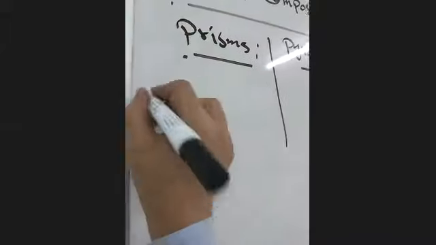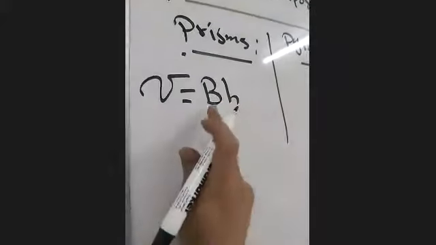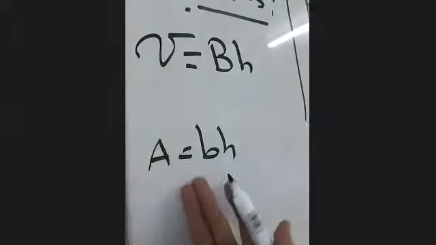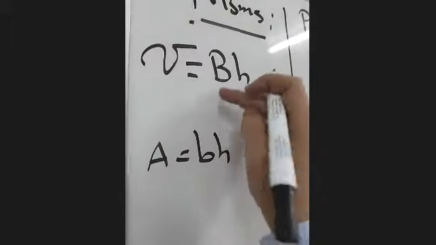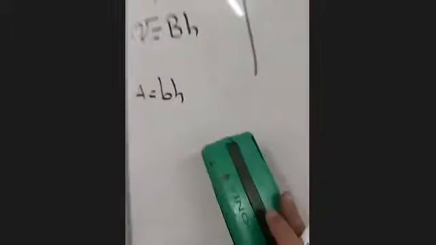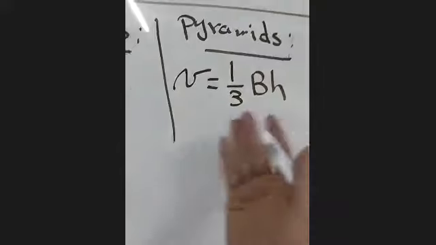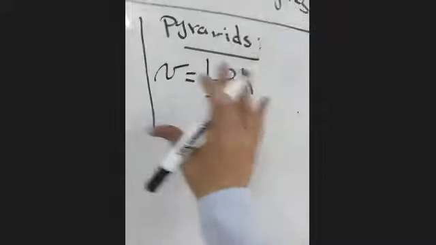Now, in the prism, how do we find the volume, guys? In the prism, we always follow this BH, big B, not small b. If you remember, the area of a parallelogram is bh, this is different. This big B is the area of the base, and this small b is the base of the parallelogram. So be careful of this. Now, big BH in the prism. But in the pyramid, don't forget that the volume equals 1/3 BH. This is the general formula of the prism, and this is the general formula of the pyramids in finding the volume.